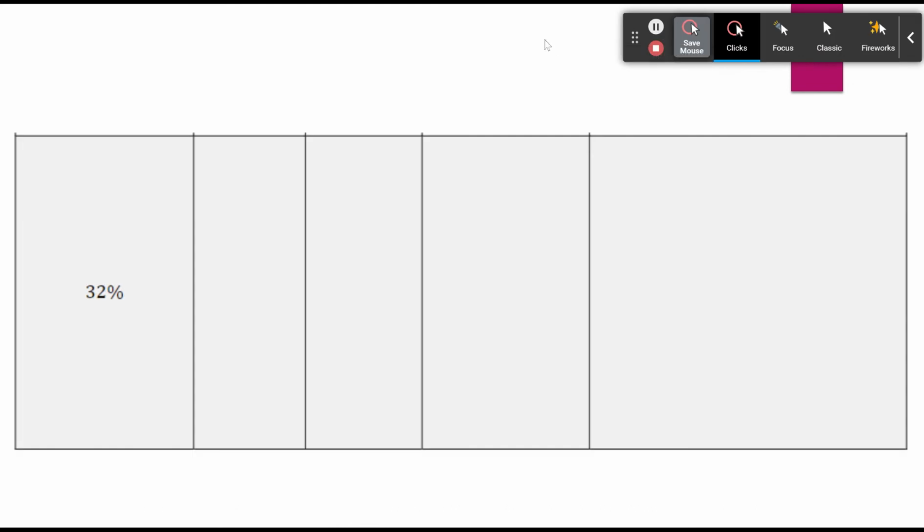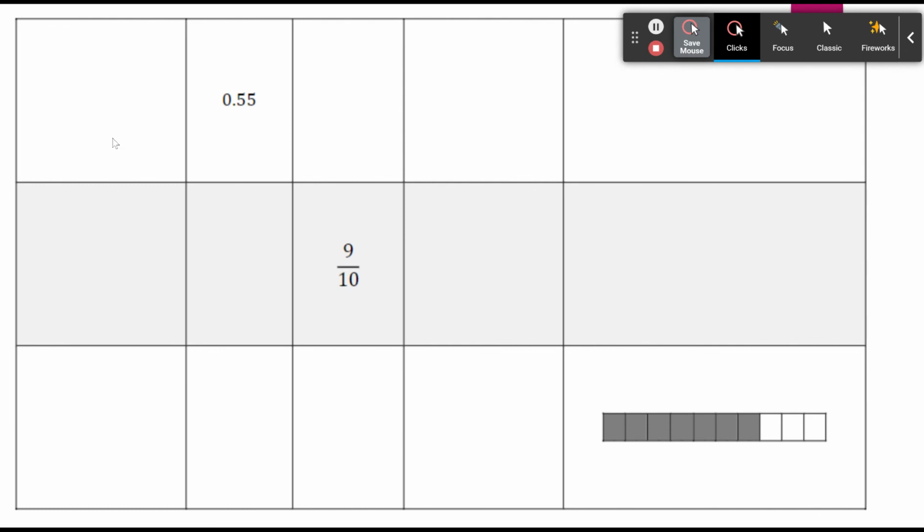Okay, here's your job. You're going to do that process on your own with 32%. You do not have to do the picture model. That is totally fine. So you're going to do this on your own, writing 32% as a decimal, fraction, and a ratio. Then also these ones.